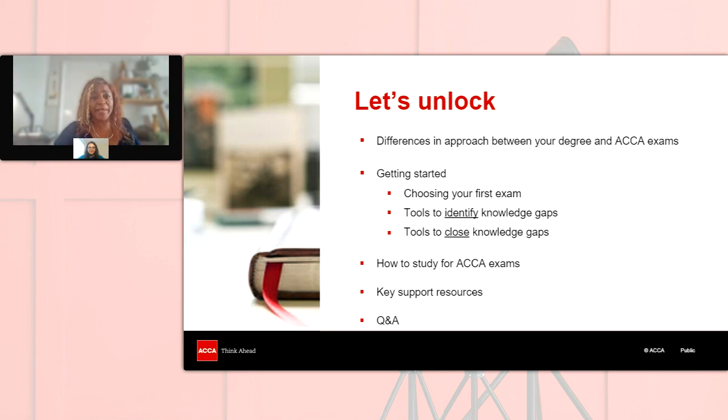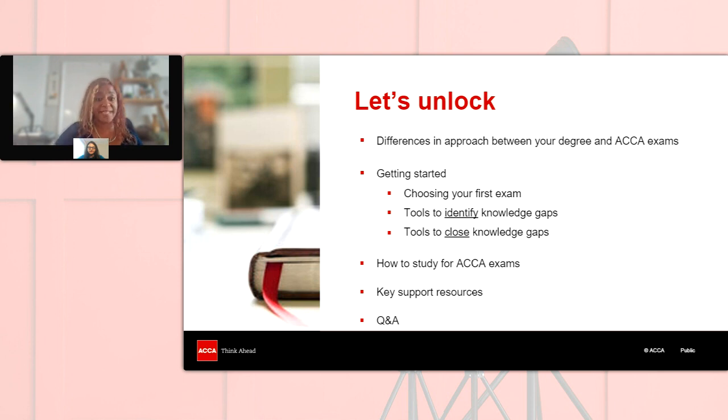So let's have a look at what we're going to be doing today. We're going to be covering topics to help you prepare effectively for your first ACCA exam. So we're going to be looking at the difference between degree and ACCA exam, highlighting the major differences between this academic form of study and ACCA exam, so that you're able to clearly understand the distinctions between the two, because it's crucial for you to understand this so you can adapt your study techniques and your strategies and therefore your approach to ACCA.